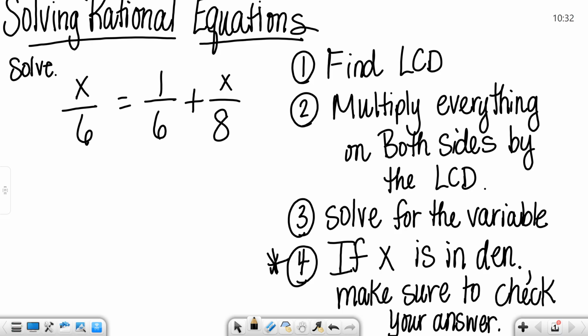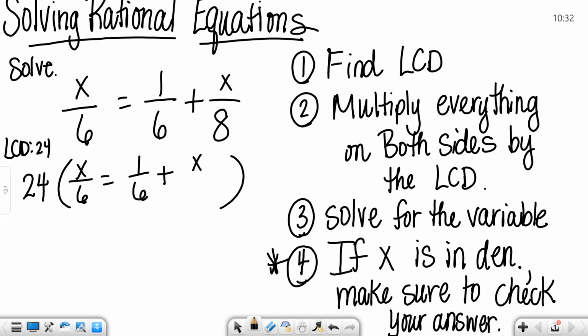We are going to first find our least common denominator. Well, the least common denominator for 6 and 8 is 24. So I've done that. My least common denominator is 24. So step number 2 says multiply everything on both sides by 24. Okay, awesome. So I'm going to say 24 times both sides.